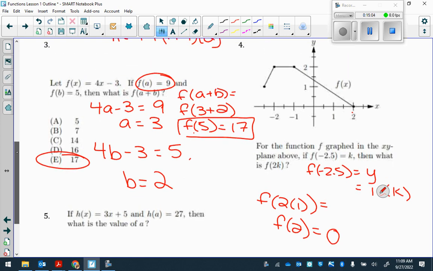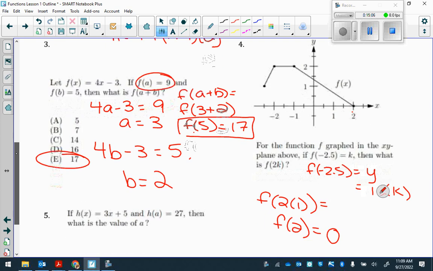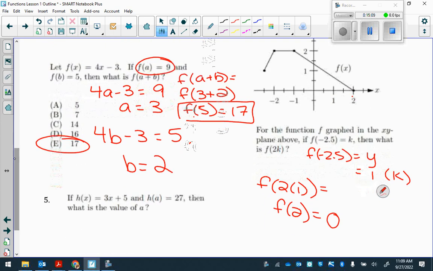Okay, for function notation, that's what's throwing us off. K is the same thing as Y in this case. F of some number, this some number is equal to X. When X equals negative 2.5, what is our Y value? And in this case, Y is represented by K. Then you take that value, you multiply by what's given, you substitute it in for K. So F of 2, look at the graph, Y equals 0.